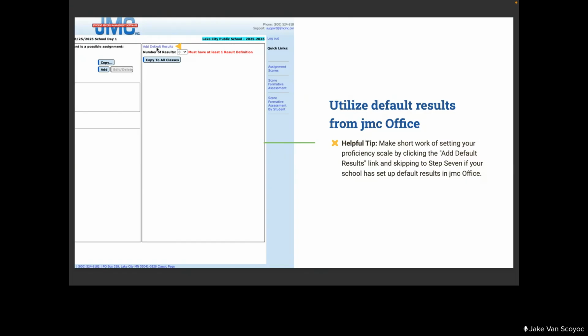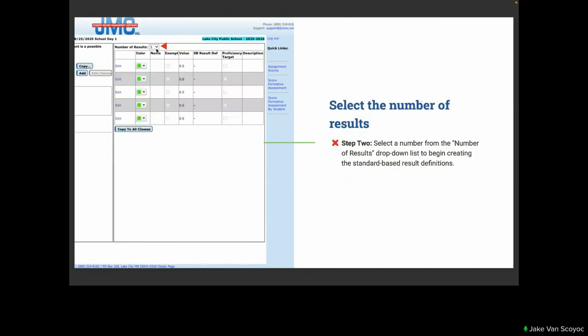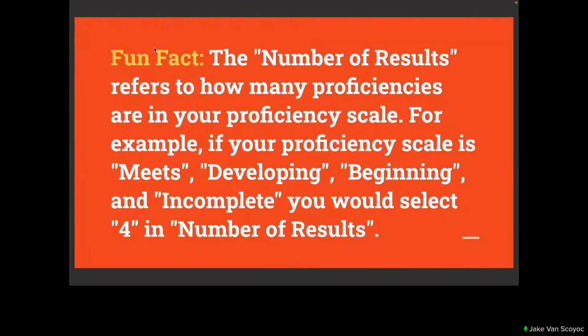Similarly to the course grades, I can add default results from the office by clicking that quick link if they exist. Otherwise, I'd have to define my proficiency scale for each of those courses. And if I'm adding default results, I can skip these next several steps. So the first step would be to select the number of results. Fun fact, the number of results refer to how many proficiencies are in your proficiency scale. For example, if your proficiency scale is meets, developing, beginning, and incomplete, you would select 4 in the number of results.